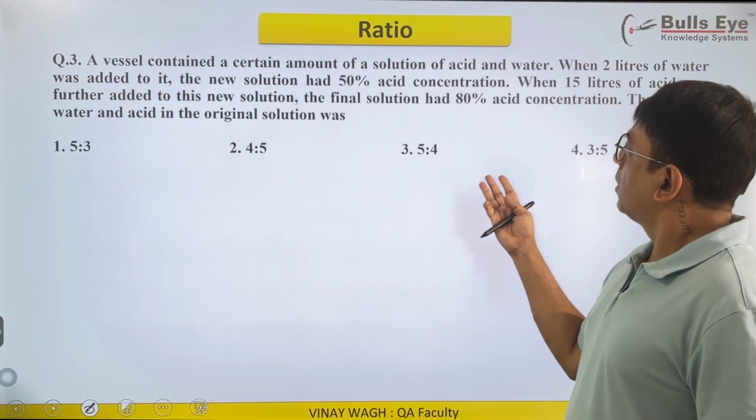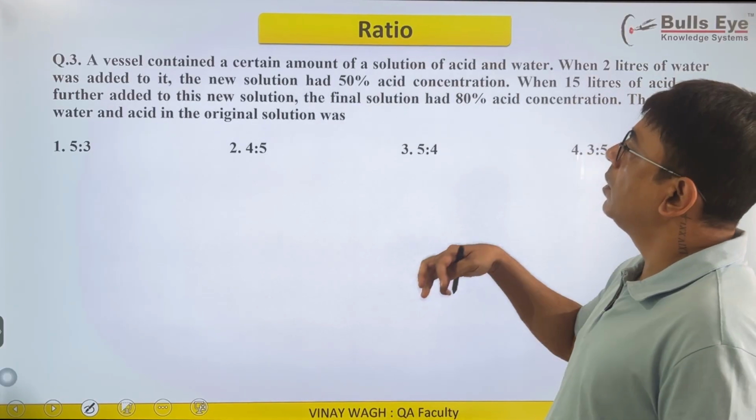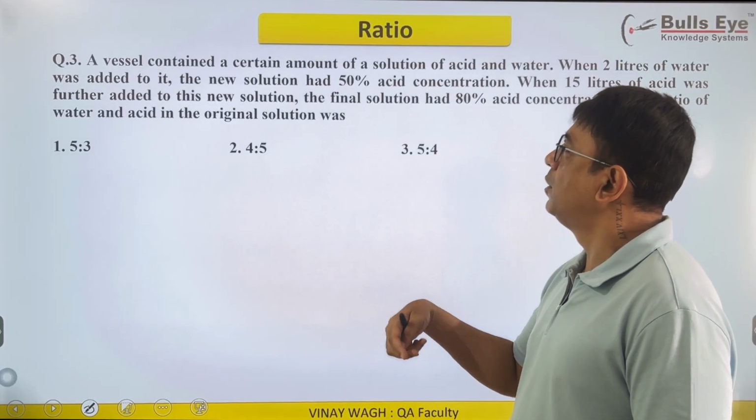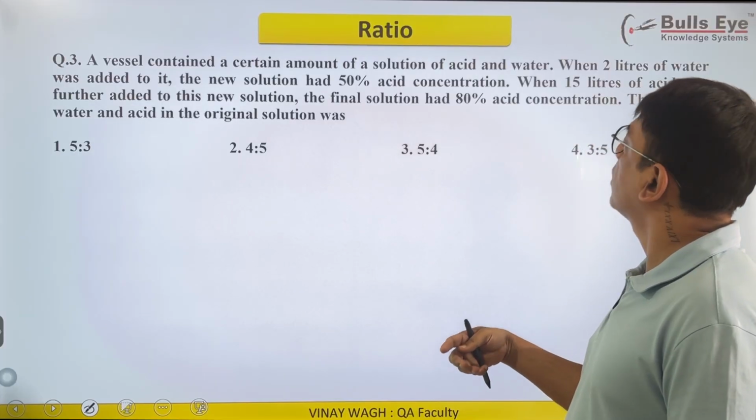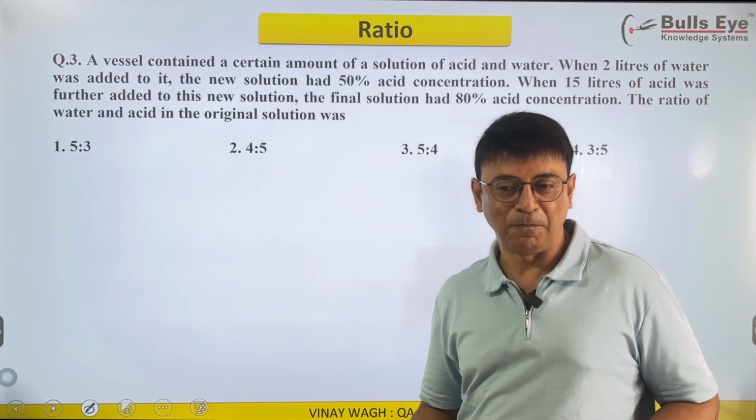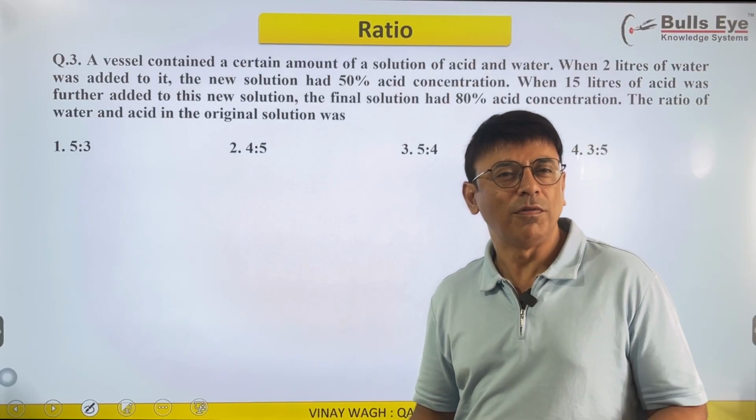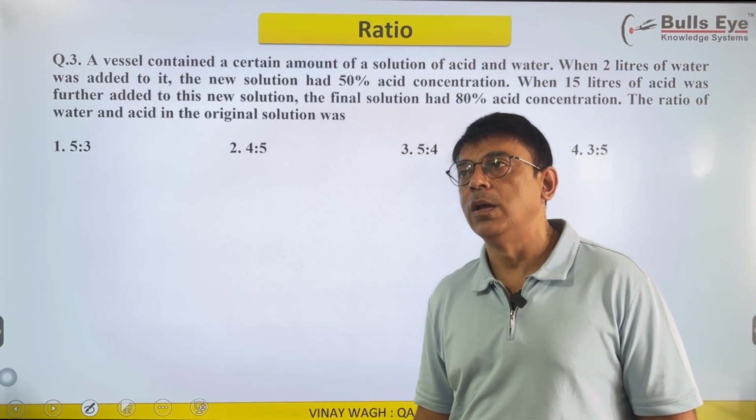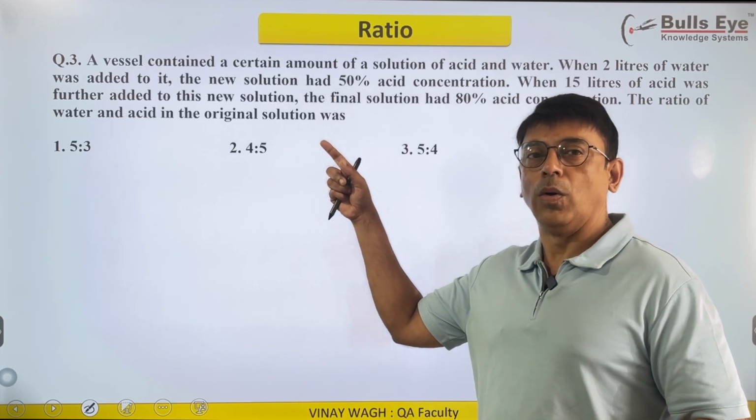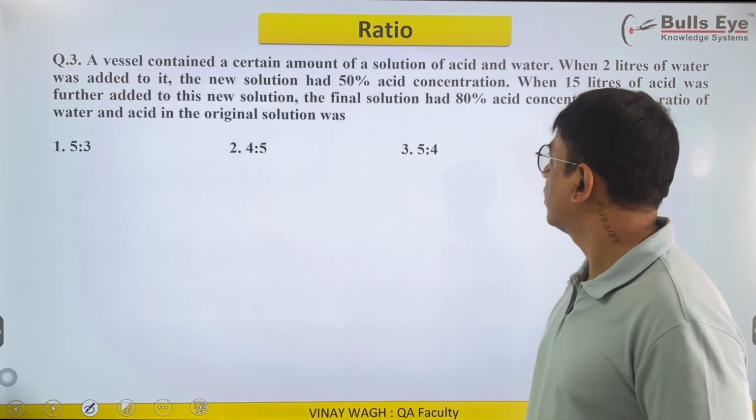A vessel contains certain amount of solution of acid and water. When 2 liters of water was added, the new solution had 50% acid concentration. So nice way of giving this composition information. They said after the addition of 2 liters, they became equal, 50-50%. So it means initially water was 2 liters short compared to acid.